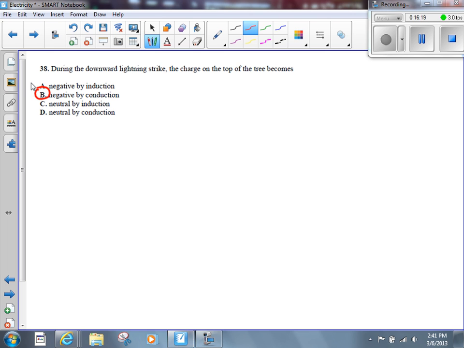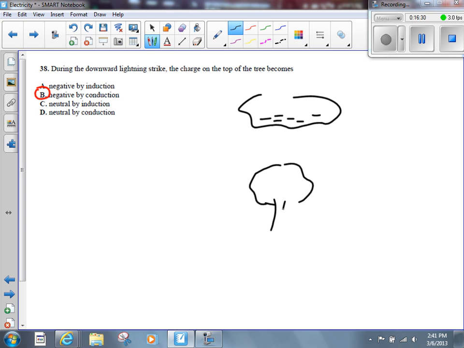You're correct. We have a cloud here, the bottom of which, this is where the electrons come from, is negatively charged. We've got this tree that's receiving electrons from the cloud. If these electrons come down from the cloud to the tree, then the top of this tree is going to become negatively charged during the lightning strike. It receives electrons, so it has to become negatively charged. So the answer has got to be either A or B, negatively charged.